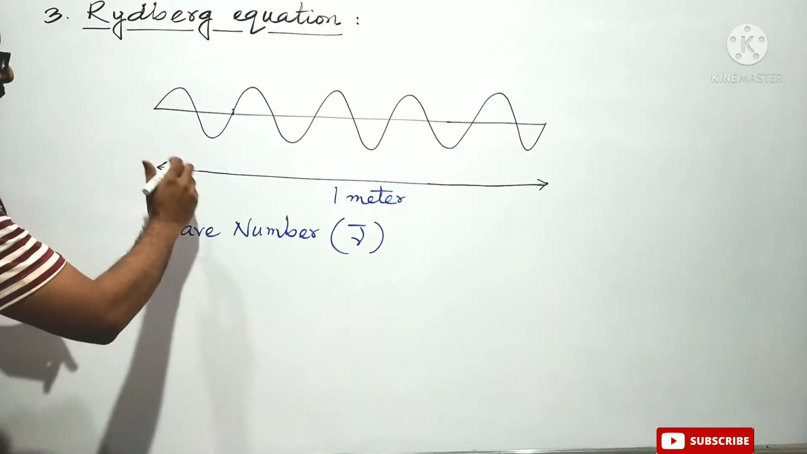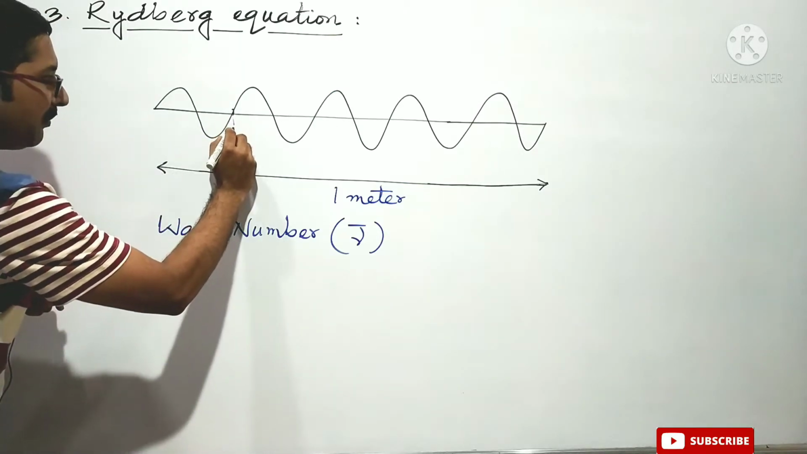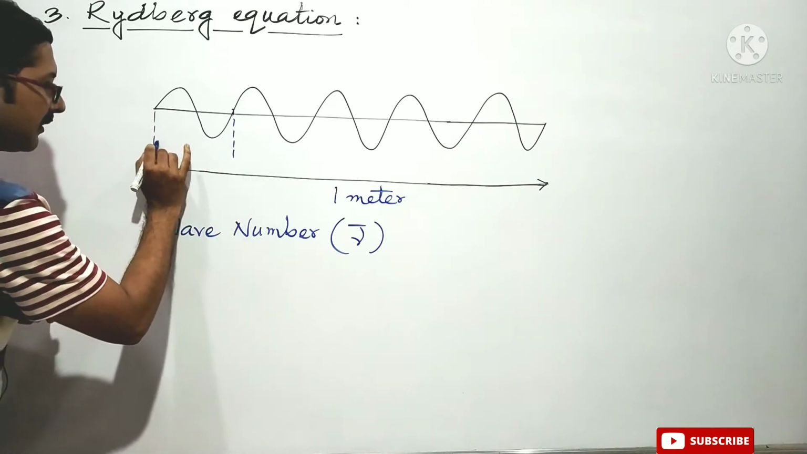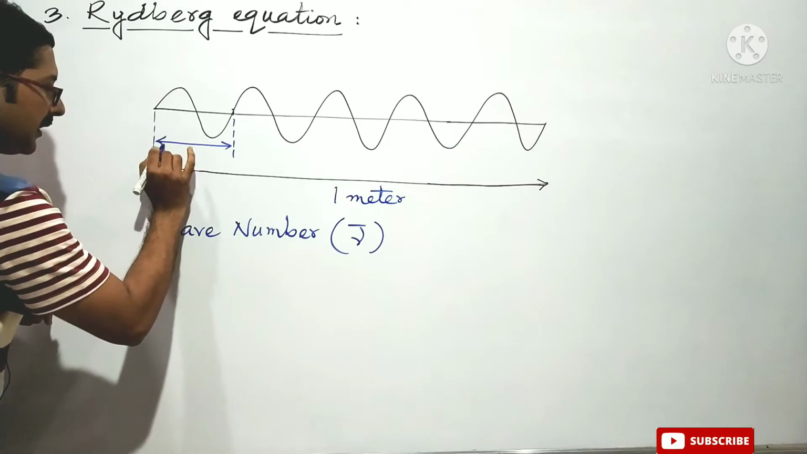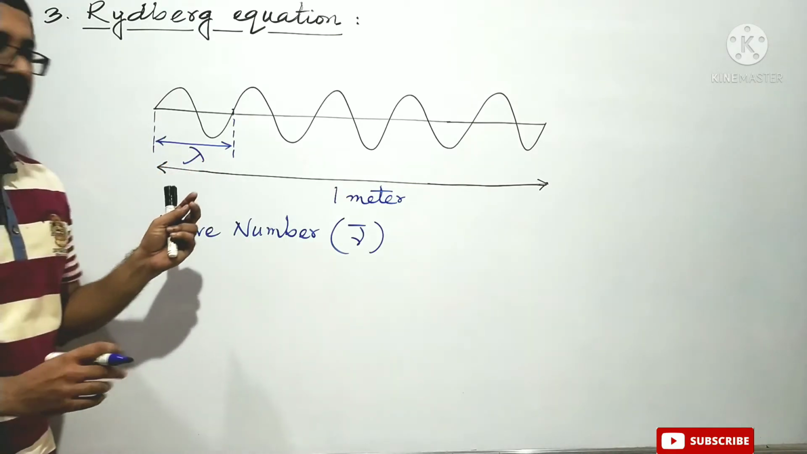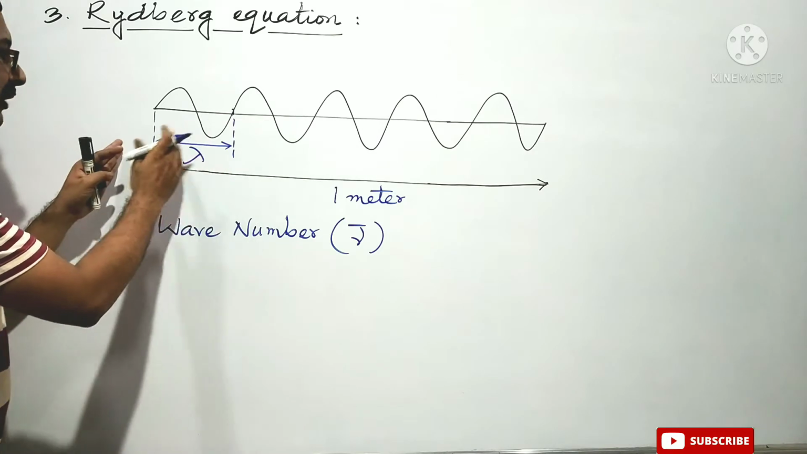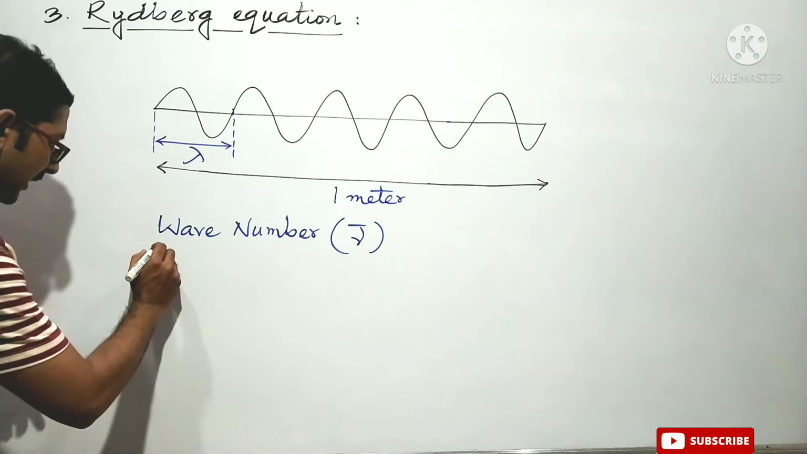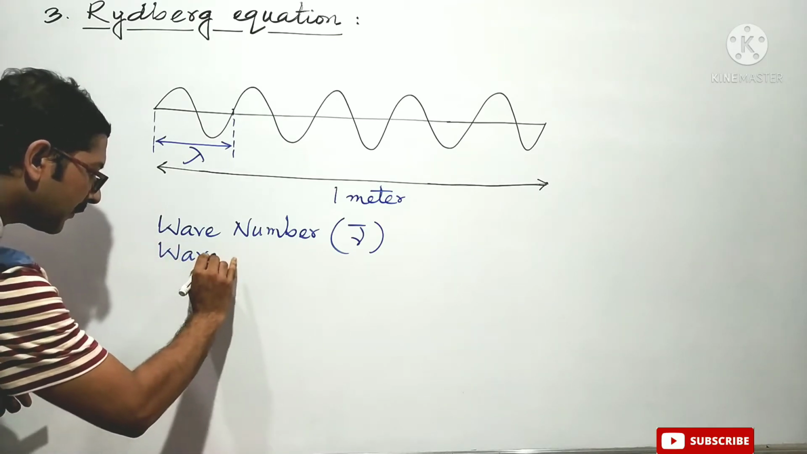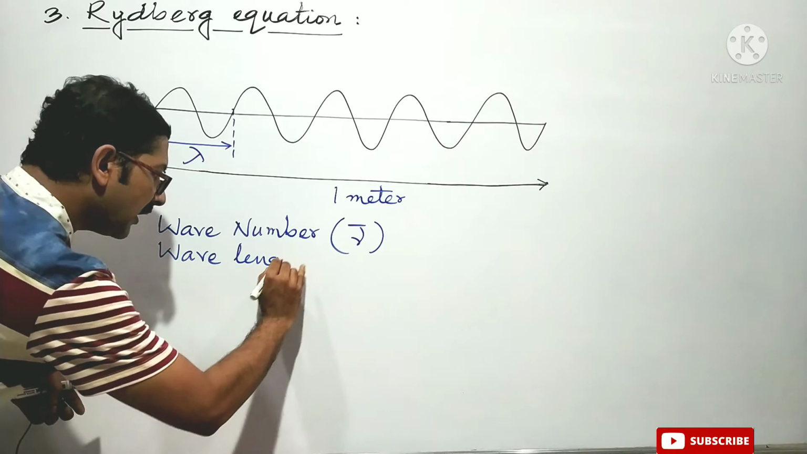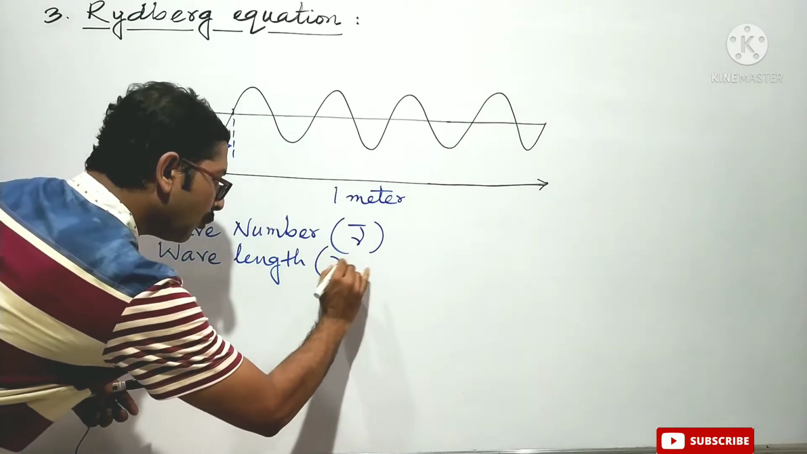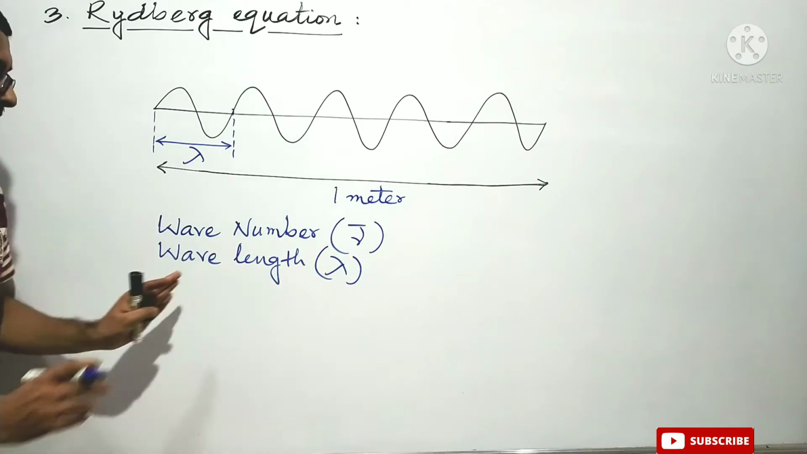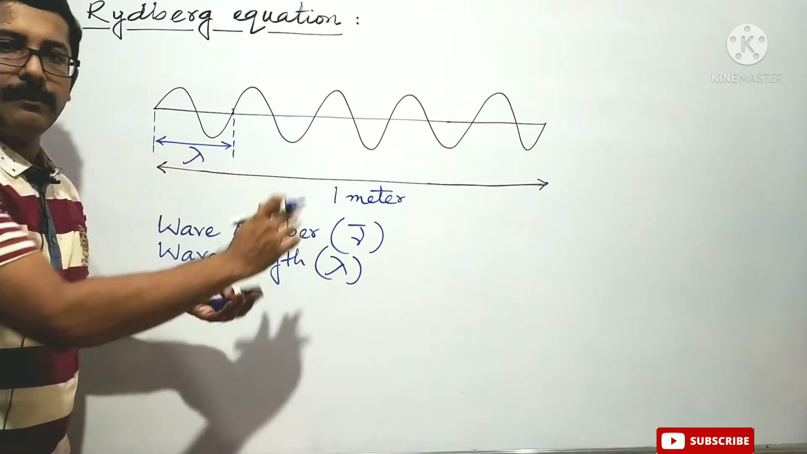And as we know, what is wavelength? This distance is the wavelength, right? Wavelength is the distance traveled by the wave during its one complete oscillation. This is your wavelength. So lambda is the wavelength. Wavelength is denoted by lambda and wave number is denoted by nu bar. So there is a certain relation between this wavelength and wave number, right?